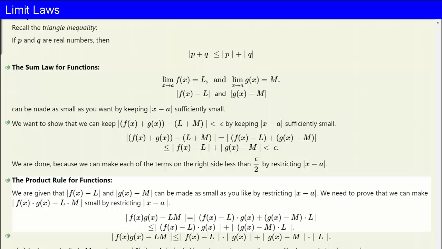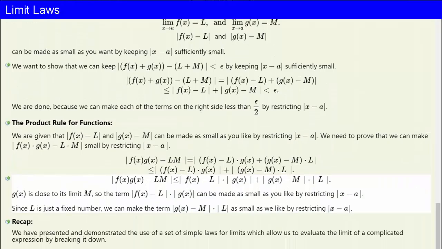G of x is close to its limit. So the term absolute value of f of x minus L times absolute value of g of x can be made as small as you like by restricting the absolute value of x minus a. Since capital L is just a fixed number, you can make the second term, absolute value of g of x minus m times absolute value of L, as small as we like by restricting the absolute value of x minus a. Since we can make each term small, we can make their sum small, and therefore we can make the absolute value of f of x g of x minus L times m small.